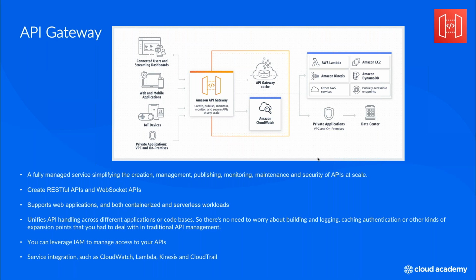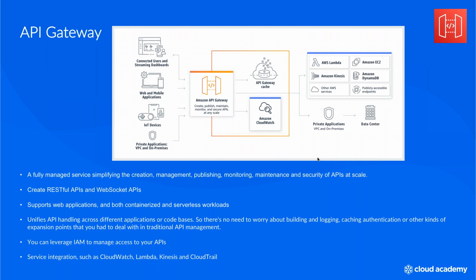Amazon API Gateway provides central access for various functionalities, such as exposing backend services, data access, Lambda functions, containers, or web applications running inside or outside of AWS. And it generally unifies API handling across different applications or code bases. So there's no need to worry about building and logging and caching authentication or other kinds of expansion points that you had to deal with in a traditional API management solution.